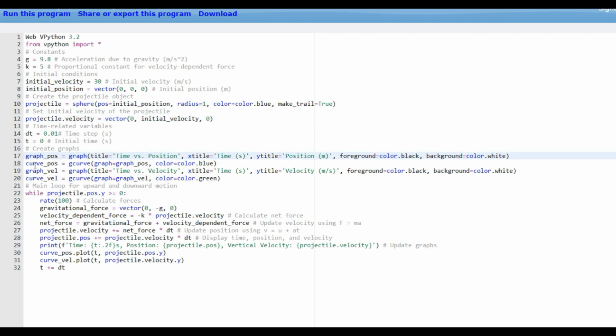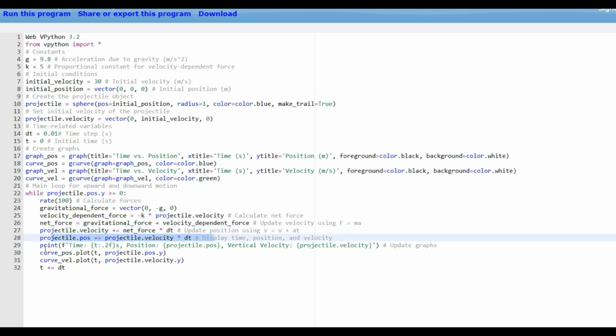Projectile, a visual representation using a blue sphere. Graphs, visualization of time versus position and time versus velocity. Simulation details. 1. The script uses vpython for 3D visualization and animation. 2. Time-related parameters are set, including the time step, dt, and initial time, t. 3. Two graphs are created to show the projectile's position and velocity over time.